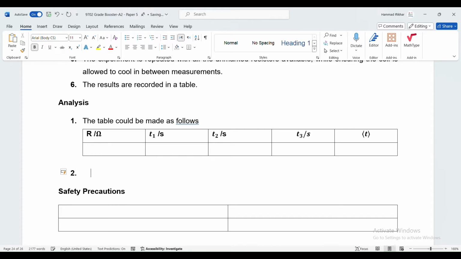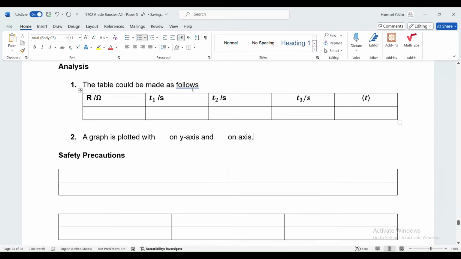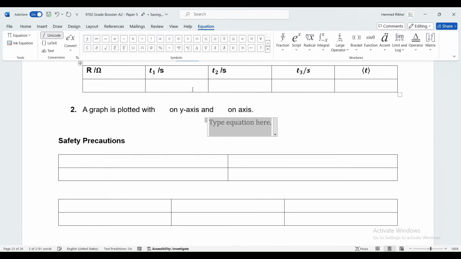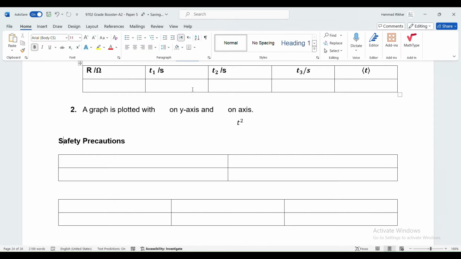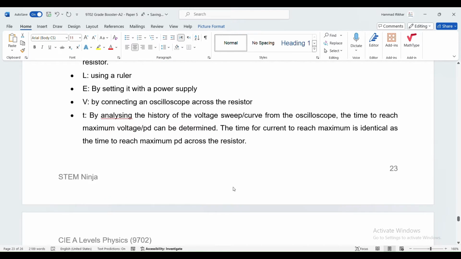Right, okay. Now we go on to the graph. Our graph is plotted with something on the y-axis and something on the x-axis. This is what we have to decide now. Let's go back to the equation. T is equal to kn squared A over LR. So let's write over here just for our working. T is equal to kn squared. Okay, let's just simply copy this over here.